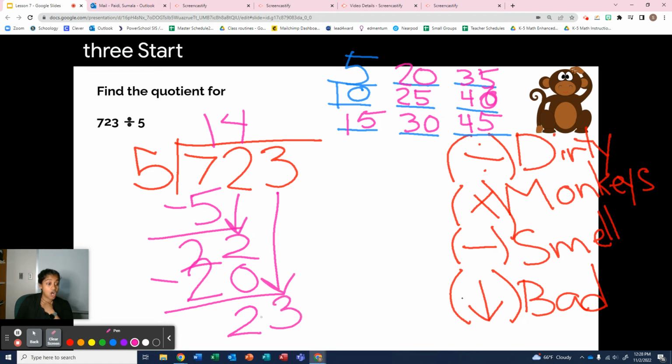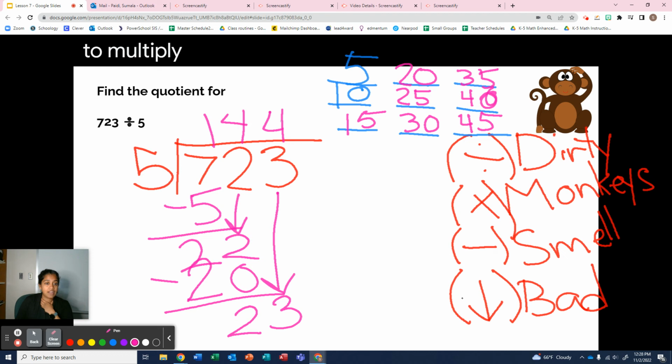And we're going to start all over again, right? So now we got to divide 23 by 5. So let's see if we can get as close to 23 as possible. 5, 10, 15, 20, 25. 25 is too big, so we have to stay with 20, which is 4, right? So we can divide 23 by 5 4 times.